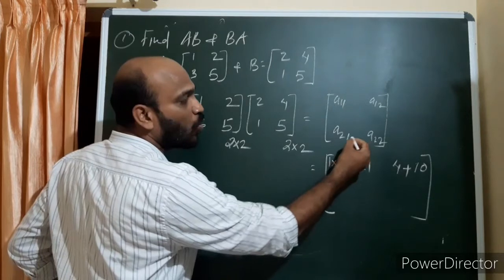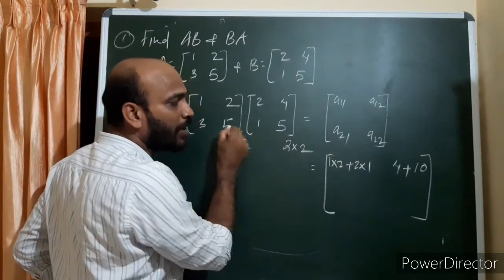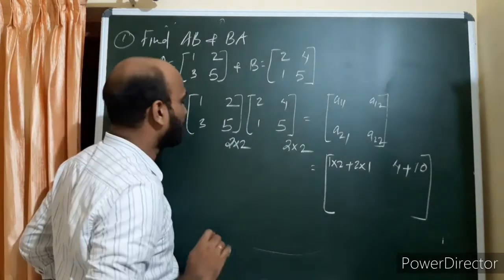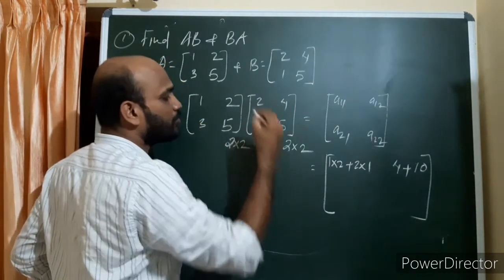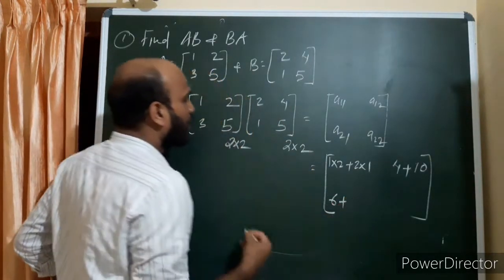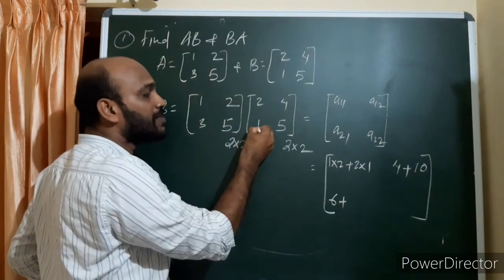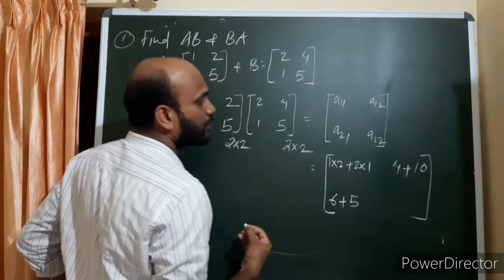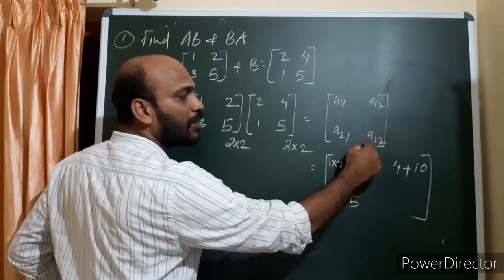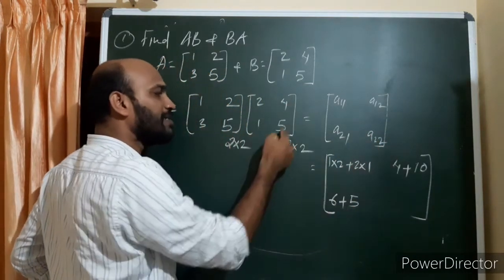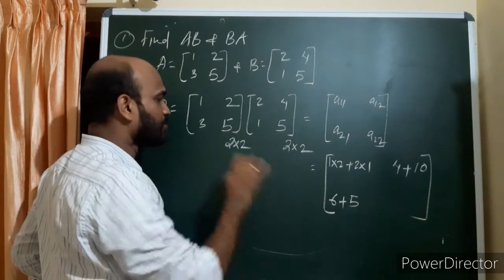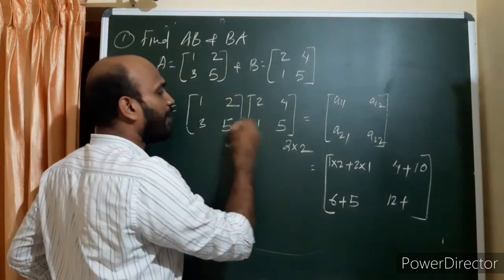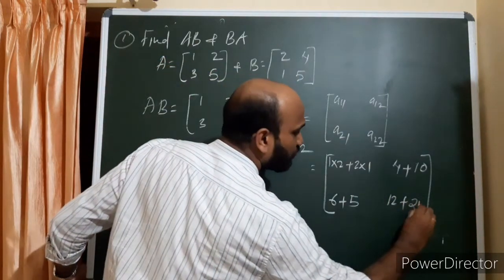So now A21. 21 means second row you have to take, first column. Second row and first column you have to multiply. So 3 into 2, that is 6, and second number with the second number, that is 5 into 1, 5. Now A22, second row, second column, corresponding elements. So 3 into 4, 12, plus 5 into 5, 25.